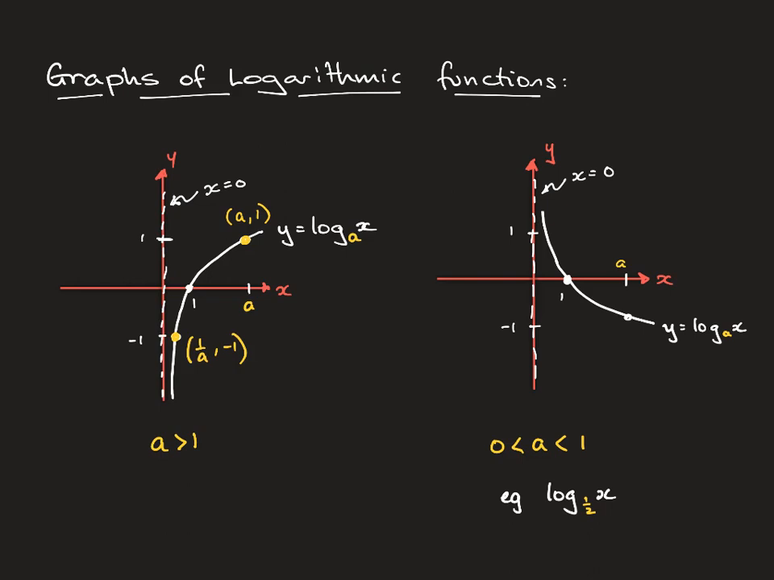When your base is between 0 and 1, for example log to the base of a half x, what you get is the same shape as before but reflected across the x-axis. So this shape here and this shape here are the same shape, just reflected across the x-axis. And then what you get for your key points, this is now (a, -1), and this point now will be (1/a, 1). So it's important that you recognize the two different shapes of the graph based on the size of the base of the function.